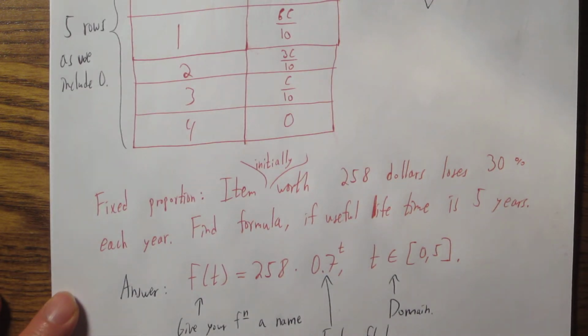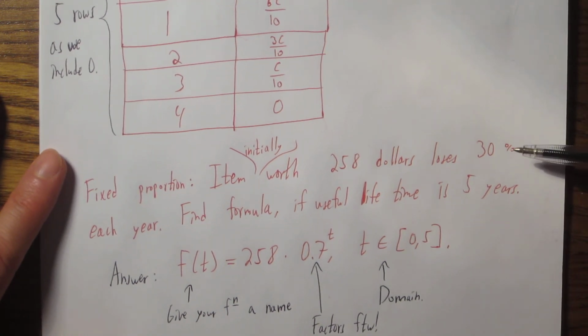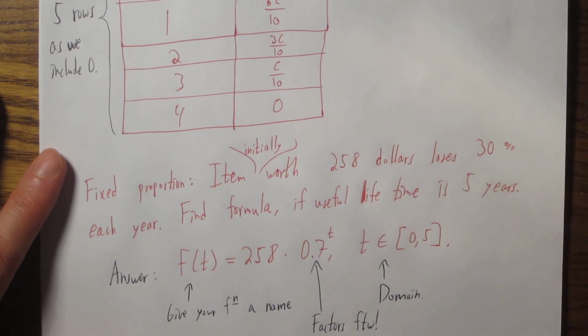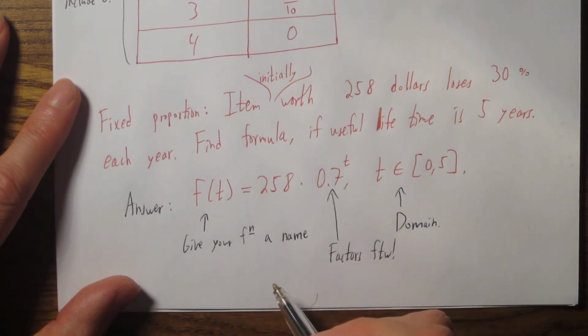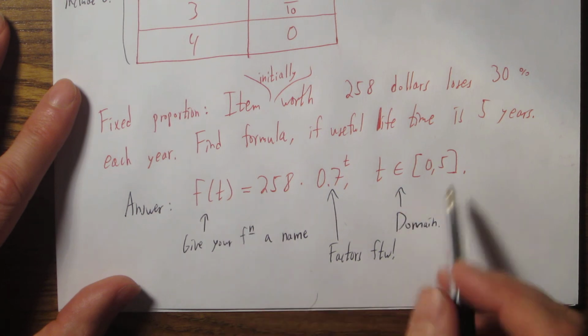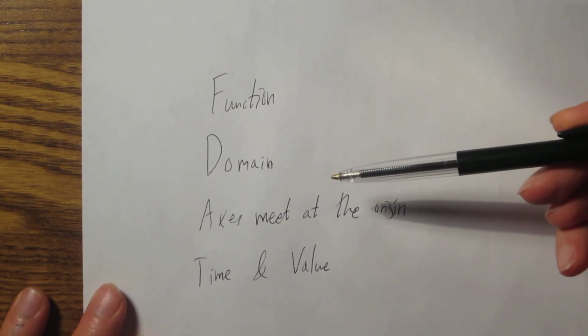Fixed proportion, you want to work with factors. If you lose 8% of something, you have 92% of it left. That's to say 0.92 times whatever you had one period earlier on. So if something loses 30% each year, and initially it was 258, then after t years you have 258 times 0.7 to the power of t. Introduce a name for the function, give a domain. So introduce a function, include the domain.